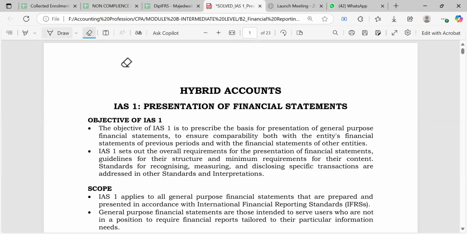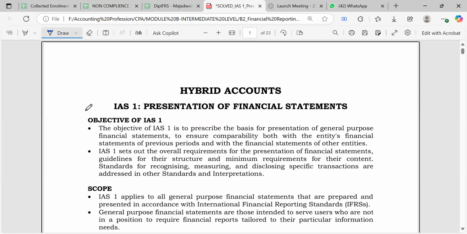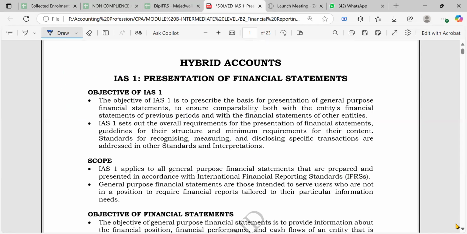Have you ever prepared the financial statements, or have you ever seen how they do appear? Yes, I have an idea of the balance sheet and the profit or loss. That's good. Okay, so now on presentation of financial statements, we have the objective. The main objective is to describe the basis of presentation. How do you start preparing, right? It explains all that, and sets the overall requirements for presentation of financial statements.